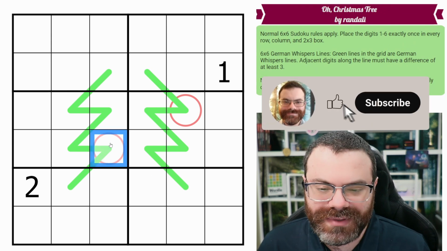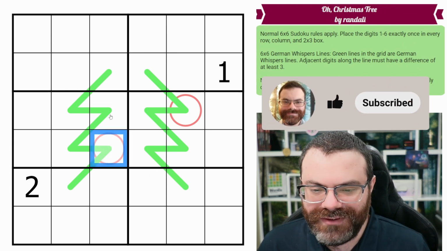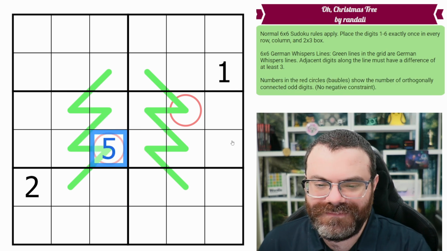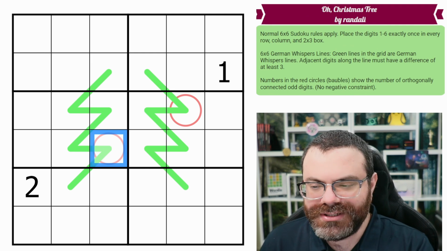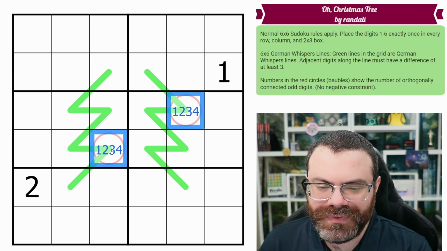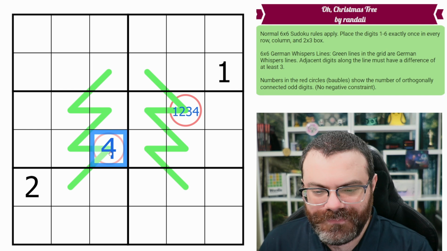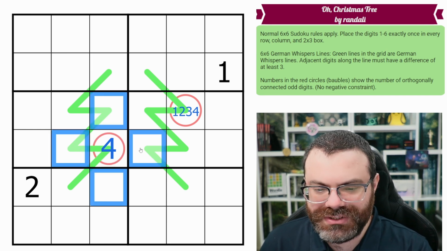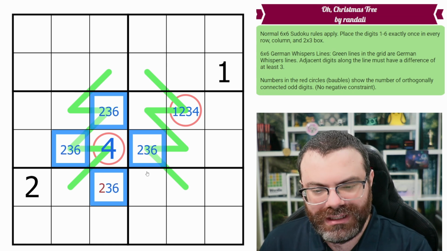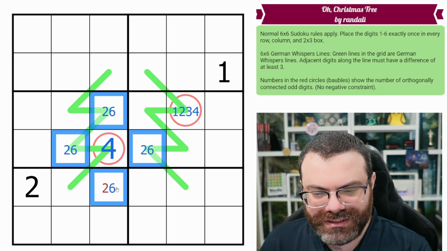I want to start by thinking about these baubles, because obviously they can't be bigger than 4, because if I put like a 5 in there, that means there's 5 odd digits in these 4 cells. That's not going to work. So these are definitely from 1, 2, 3, 4. Now, if this was a 4, that's telling us that all of these are even, but none of them are a 4, so they'd all be 2 6 pairs. Oops, I typed 3 by accident.